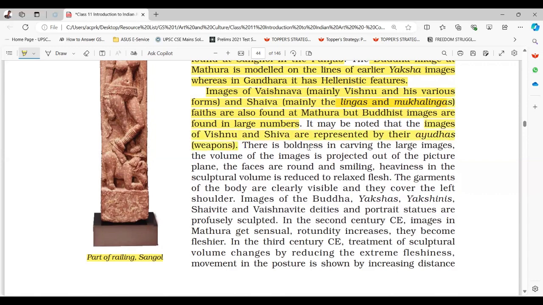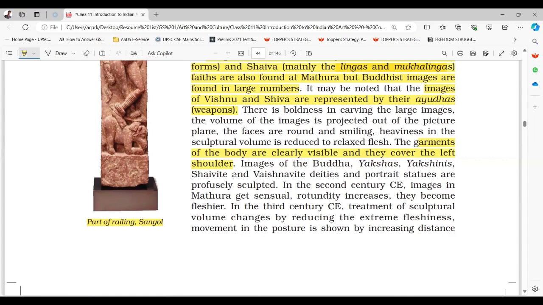There is boldness in carving the large images. The volume of the image is projected out of the picture plane. The faces are round and smiling. Heaviness in the sculptural volume is reduced to a relaxed flush. The garments of the body are clearly visible and they cover the left shoulder. Images of Buddha, Yakshas, Yakshinis, Shaivite and Vaishnavite deities, and portrait statues are profusely sculpted. In the 2nd century CE, images in Mathura get sensual.